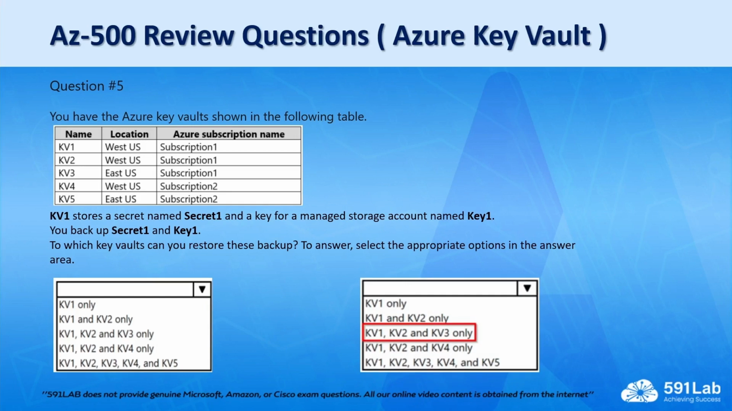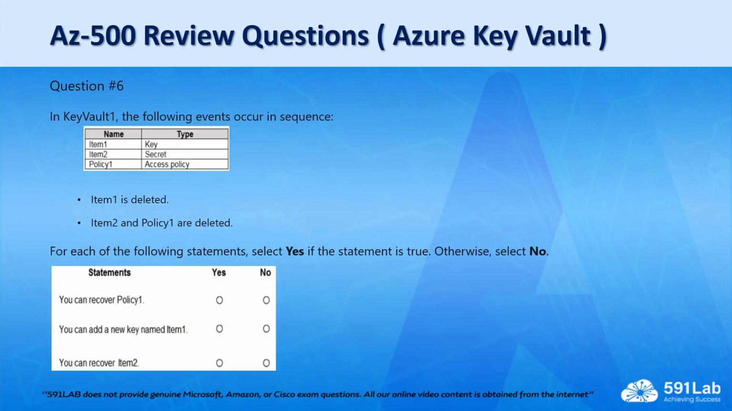Let's move to the next question. In Key Vault 1, the following events occurred in sequence. Item 1 is basically a key. Item 2 is a secret. And policy 1 is an access policy. So we have one Key Vault. In that Key Vault, we have one key with the name of item 1, one secret with the name of item 2, and one access policy with the name of policy 1.